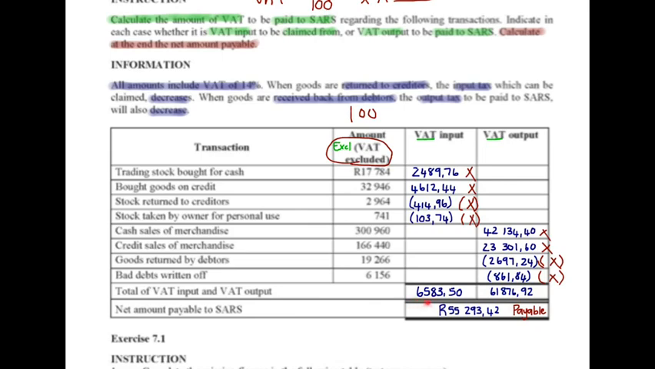So VAT input, remember, can be claimed from SARS, whereas VAT output is the money that I've collected on behalf of SARS. So this must be paid over to SARS. So then I'm going to take the output amount minus the input amount. So then the net amount payable to SARS will then be 55,293 rand and 42 cents.